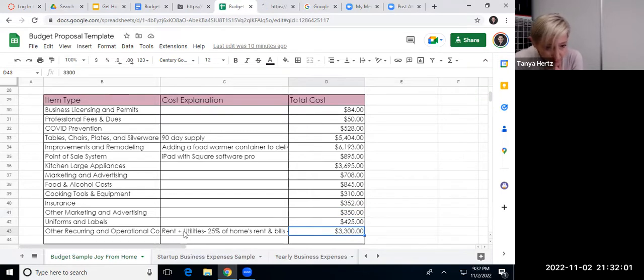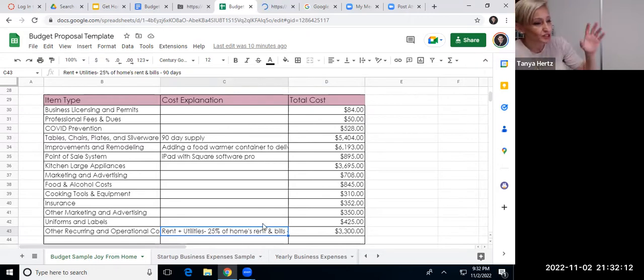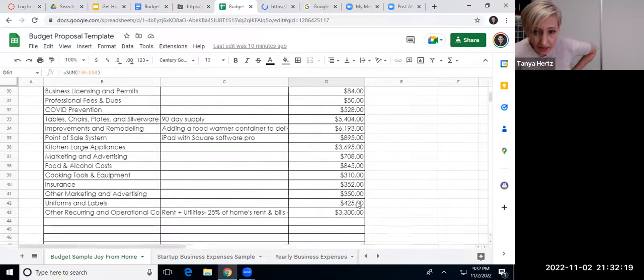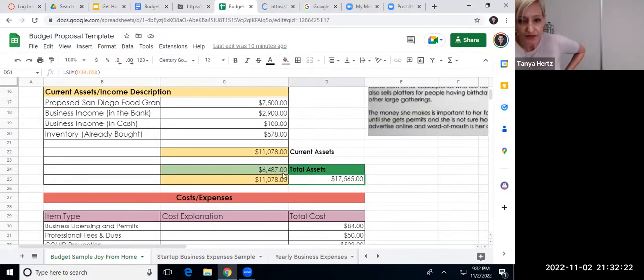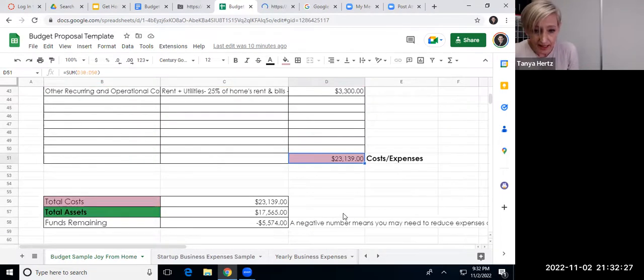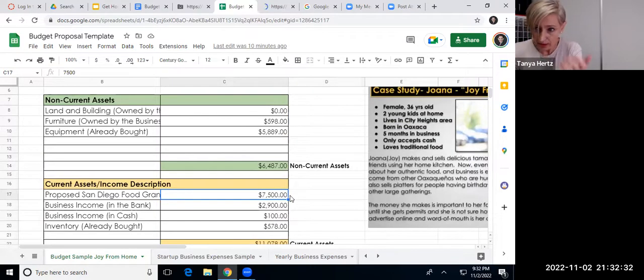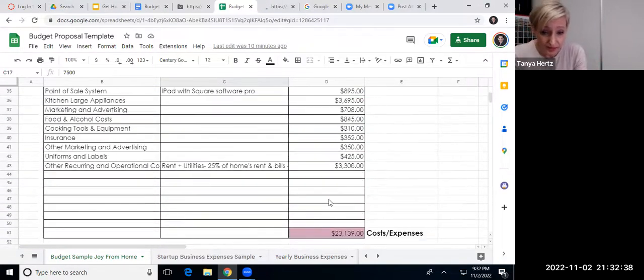Now her recurring and operational expenses, you do want to explain any costs that you have there that aren't clear. So here, it was her rent and her utilities, right? And you get to take a portion of the home that she's using, and include those expenses. So she had total net expenses of about $23,000, which was more than what she currently has in her assets, about $17,000. And so in this example, she would absolutely be eligible for the entire amount in the food grant, right? Because she did a good job of estimating all of those expenses out.